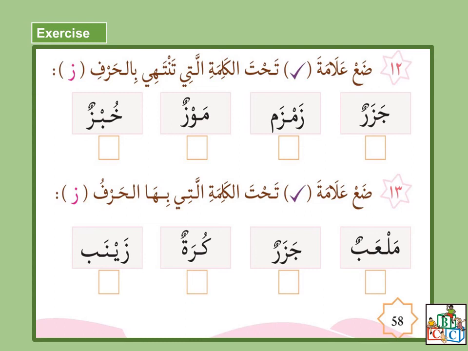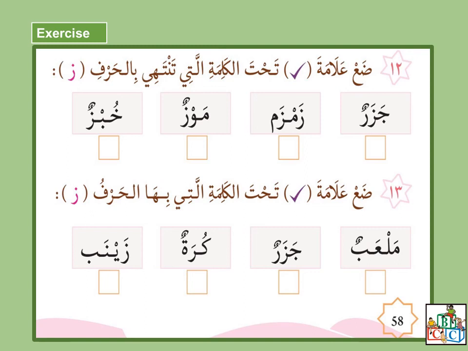Tick this one. And the last one is خبزون. خبزون بمعنى bread. So where's the za? At the end. طيب. So we have to tick this one also. So we have two words to tick. The two at the end. موزون and خبزون. Let's do the reading again. جزر بمعنى carrot. Zamzam is the water zamzam. موزون is banana. خبزون bread.